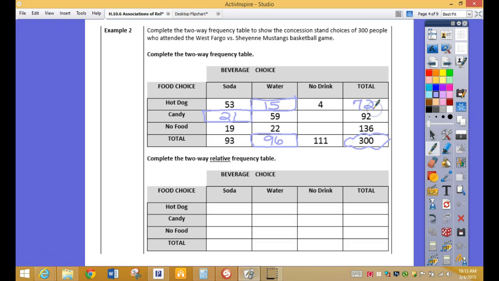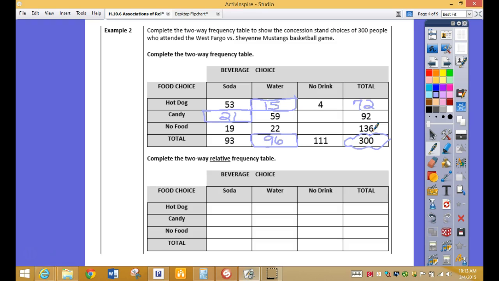72. Let's do a little check here to see if we're doing this correct. What do I mean? What do you think I'm going to have you do? Yep, nice. Let's add these and see if we're doing this right. So what is 72 plus 92 plus 136? Does that equal 300? Yes. Woohoo, yes it does. So far we're doing a pretty darn good job.